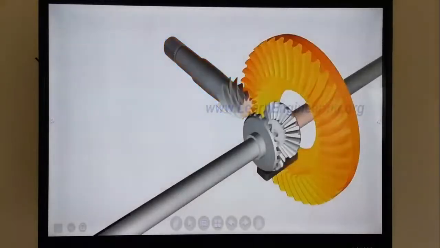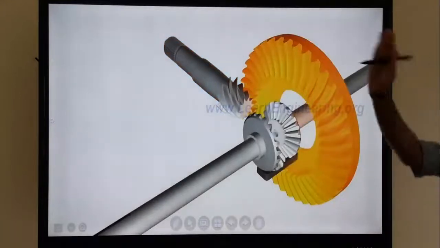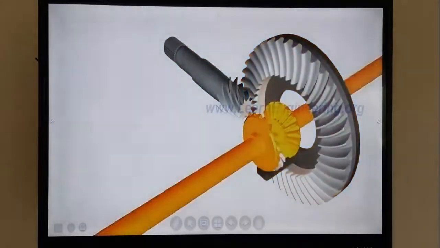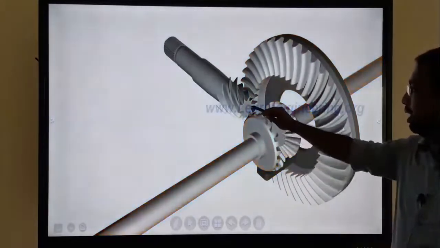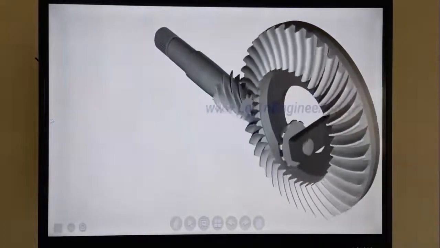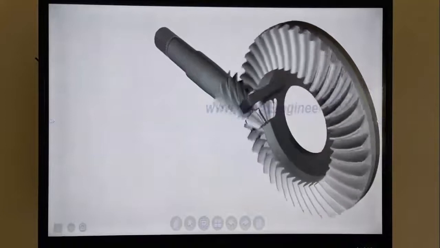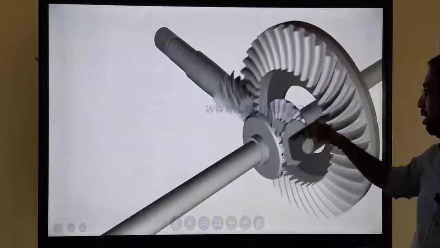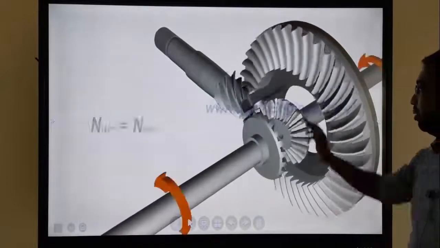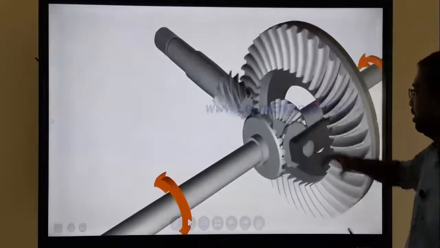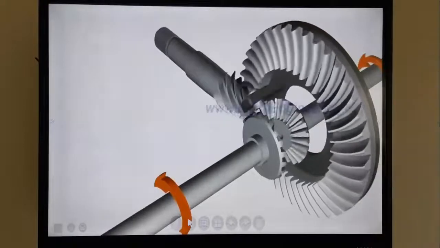So when the vehicle is moving in a straight line, what will happen? This pinion is rotated, and power is transmitted to this ring gear. Then this spider gear has only one rotation. That means it rotates along the ring gear, not on its own axis. It only rotates along with the ring gear. So both shafts rotate at the same speed.